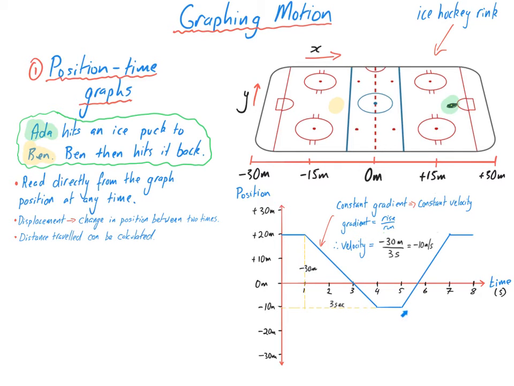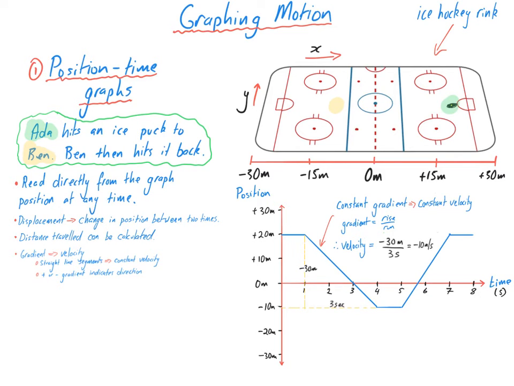Notice here, when Ben hits the puck back to Ada, represented in this section of the graph, it has a gradient in the opposite direction, a positive gradient, showing a different direction of the puck. Also, the size of the gradient is bigger. It's travelling the 30 meters here in a smaller period of time, in 2 seconds. So here, the puck is travelling faster because this straight line segment is steeper.